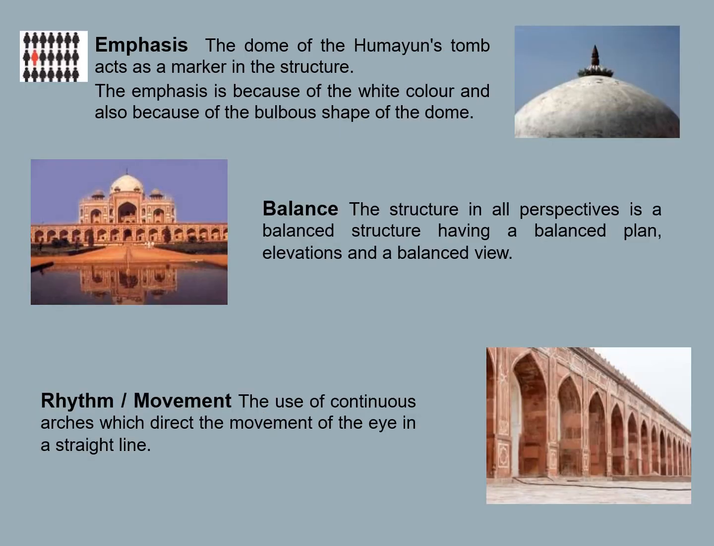Emphasis, the dome of the Humayun tomb acts as a marker in the structure. The emphasis is because of the white color and also because of the bulbous shape of the dome. Balance, the structure in all perspective is a balanced structure having a balanced plan, elevations and balanced view. Rhythm or movement, the use of continuous arches which direct the movement of the eye in a straight line.